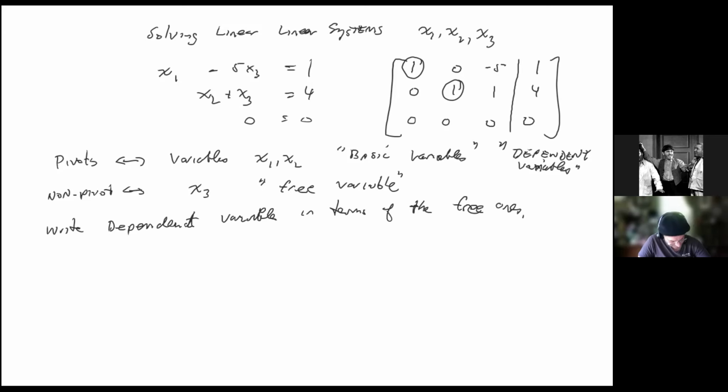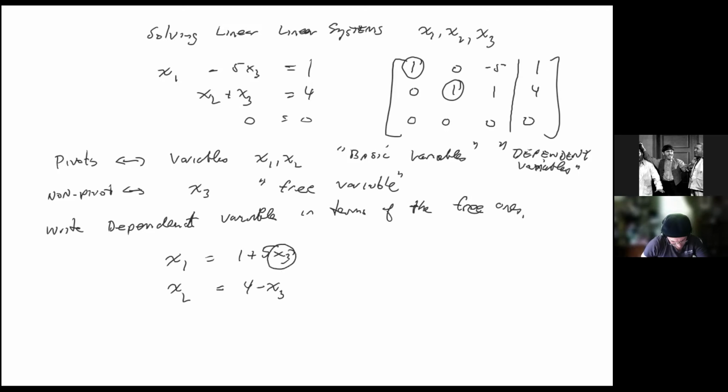Okay, so what do we write? Let's go back to the equation. It's already in reduced echelon form, this system. So we can think of x1 as 1 plus 5 times x3. I've gotten the free variable on the right, and x2 is equal to 4 minus x3. And that's the entire solution of the system.